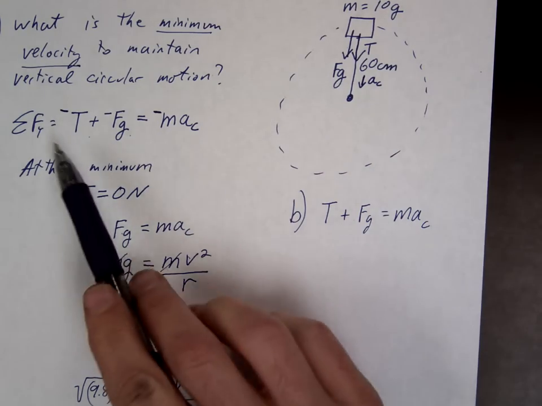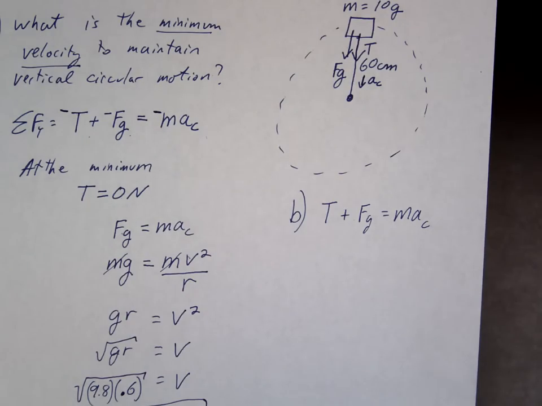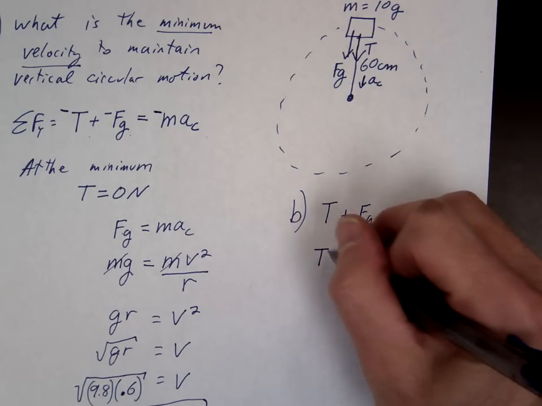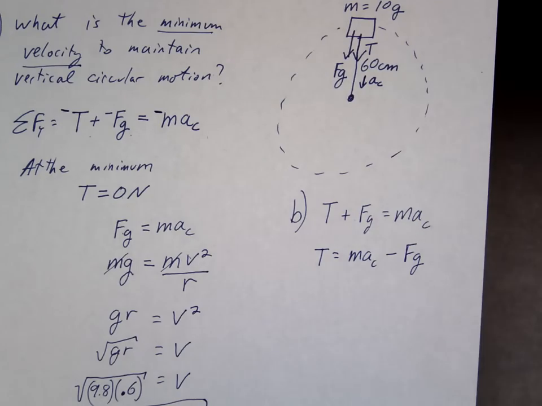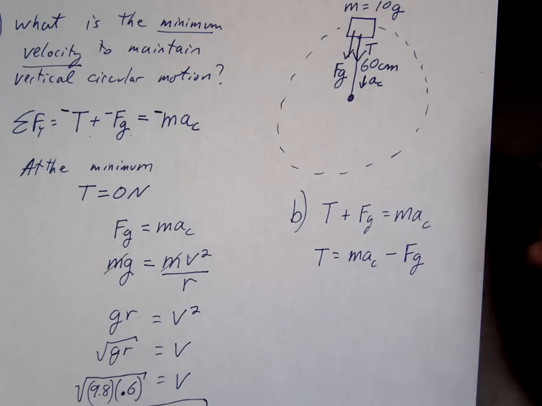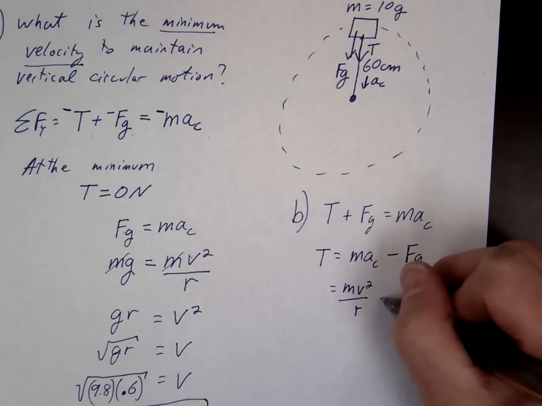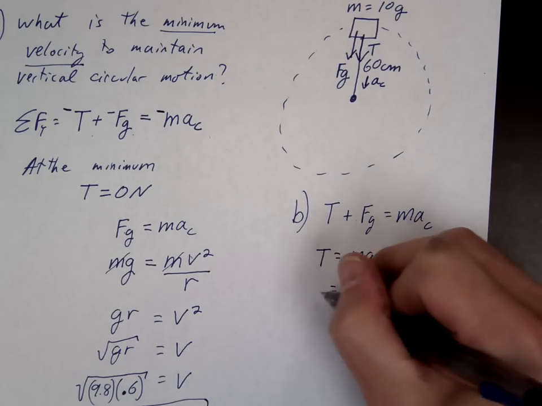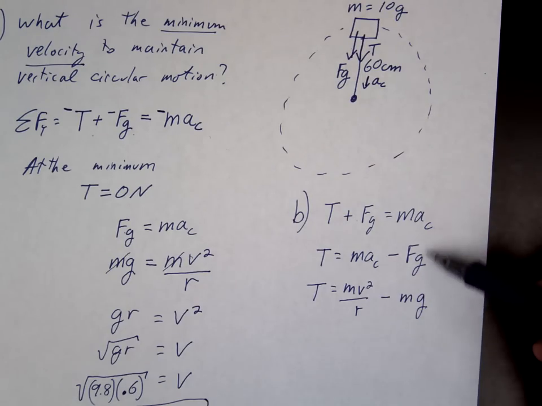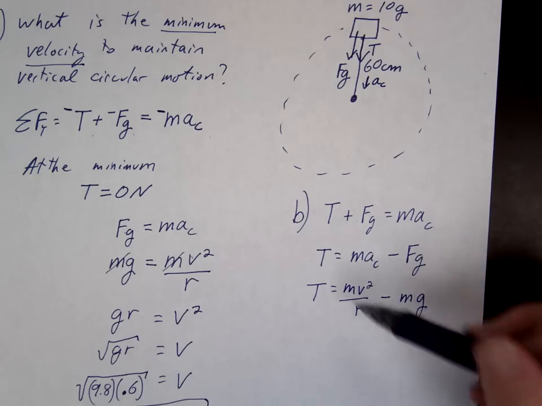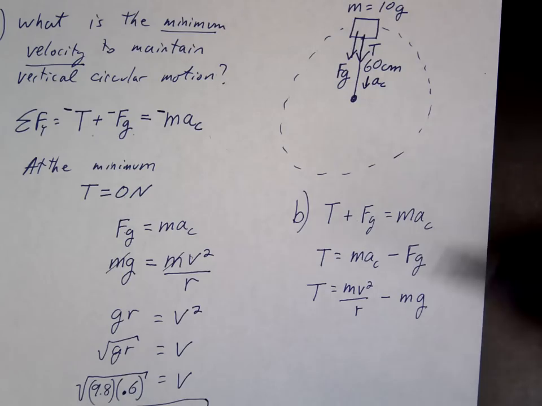And I just canceled out the negatives, right? Negative, negative, negative, positive, positive, positive. So tension should then equal MAC minus the weight. Okay, and then AC is V squared over R, and Fg is the weight, mg. Can I cancel masses again? No, not this time. Okay, so be careful. You can't always cancel masses.